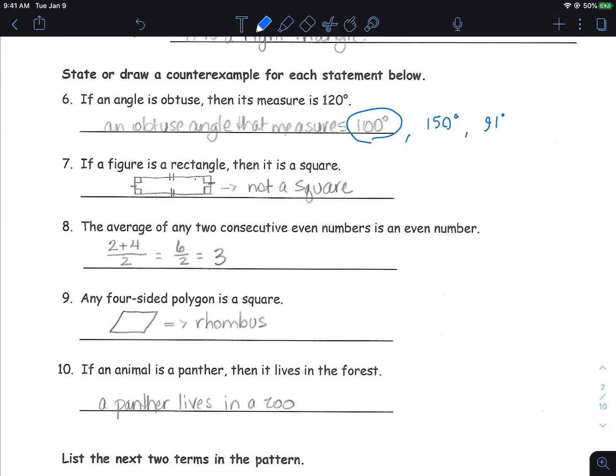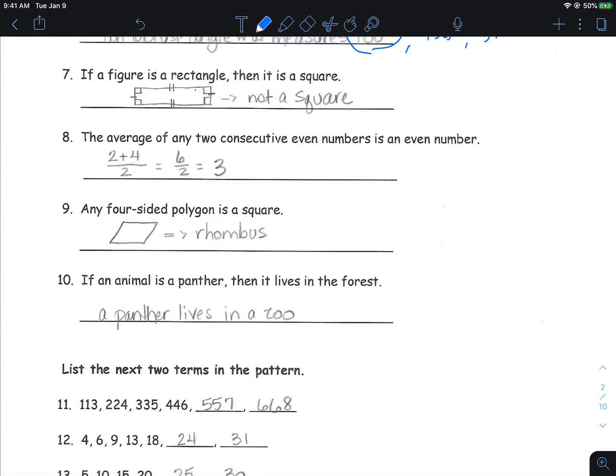A four-sided polygon is a square. There are plenty of four-sided polygons that are not squares. You could have rhombuses, kites, trapezoids, rectangles. So there are multiple answers for these. If an animal is a panther, then it lives in the forest. This one's less mathy. The counterexample is you could say maybe the panther lives in the zoo or something like that. Or maybe someone's got a pet panther. I'm not sure if anyone does out there, but there you go.